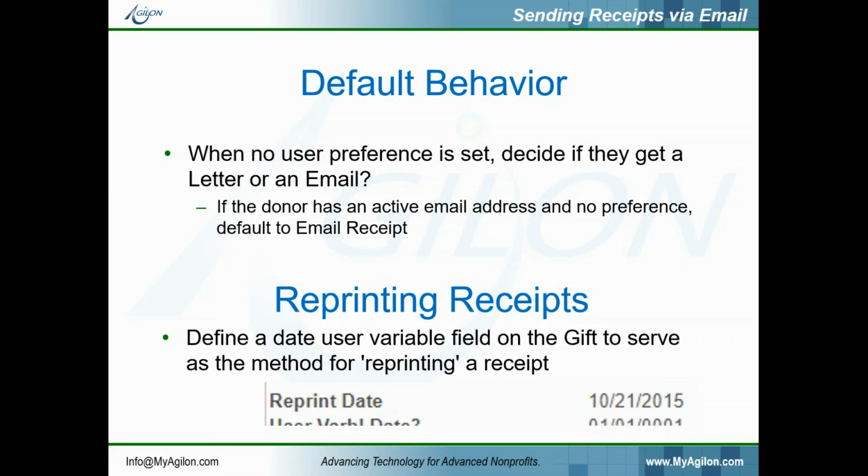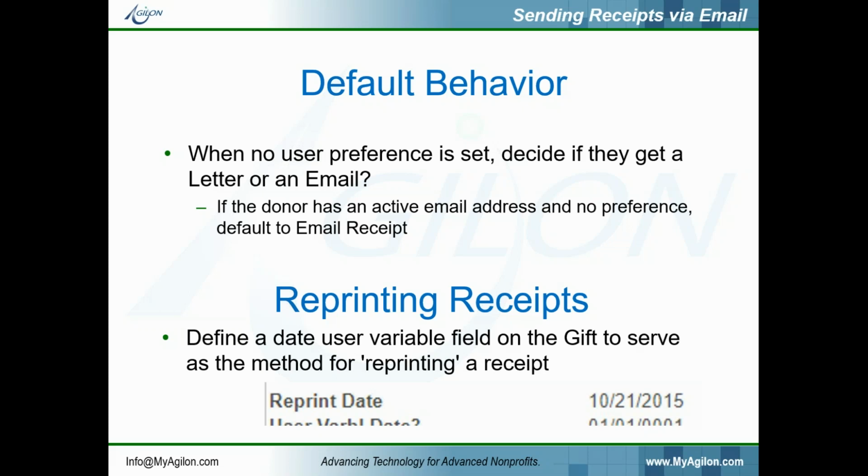We also need to look at default behavior. So if somebody does not have a preference, which is going to be most of our donors, who will not have actually given us a preference, we'll need to make a decision, an institutional decision, as to whether or not we should send somebody an email or not, even if they don't have a preference.